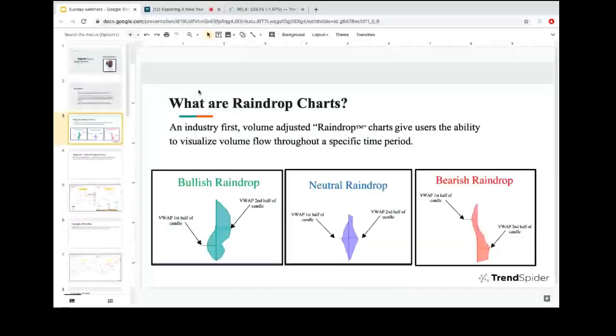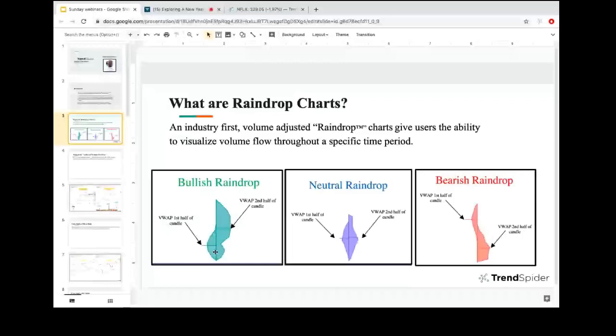So the Raindrop charts, I'm sure a lot of people have already heard of these. They've been around for a while, but they have really changed the way that I do technical analysis. Just a quick overview: the Raindrop is simply a double layered candle. The first layer is the volume weighted average price on the left side and the right side, so that's kind of what your typical bar chart looks like. And then on top of that, you've got the volume profile overlaid on top of the volume weighted average price for the first and the second half of the period.